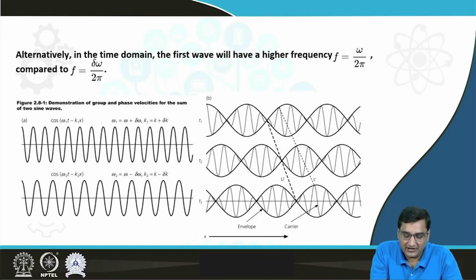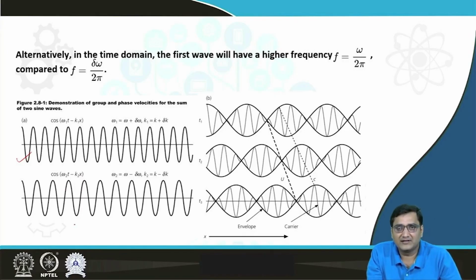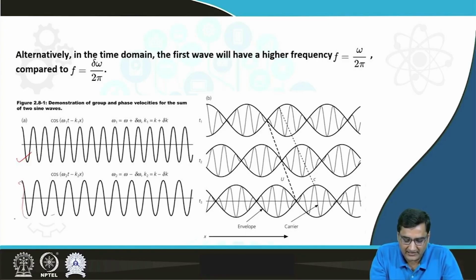Let's suppose in figure A, you can see there is one wave that is a cosine wave that can be represented as cos(ω1t − k1x), where ω1 is ω + Δω, and wave number k1 will be equal to k + Δk. And there is another wave having slightly different angular frequency and slightly different wave number. So that will be having the cosine wave something like this.